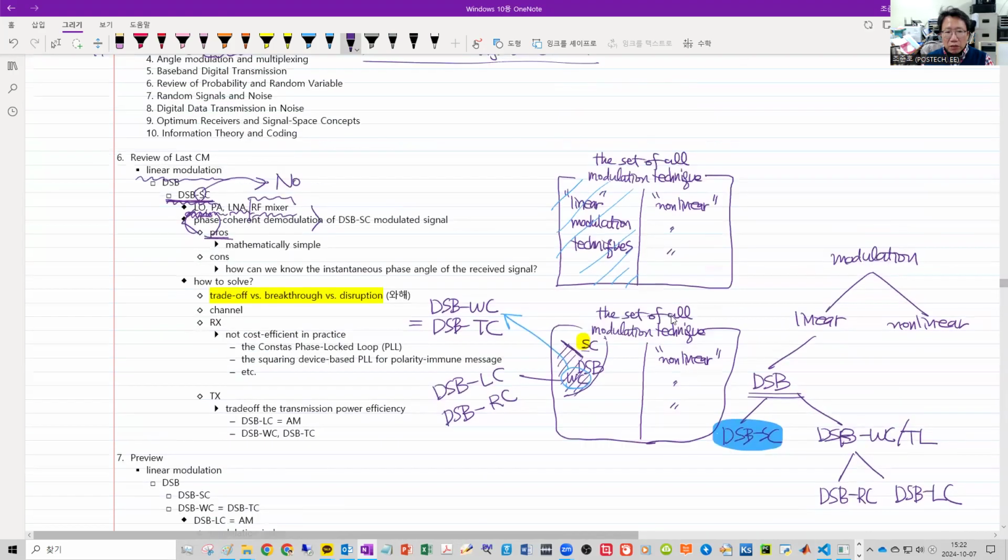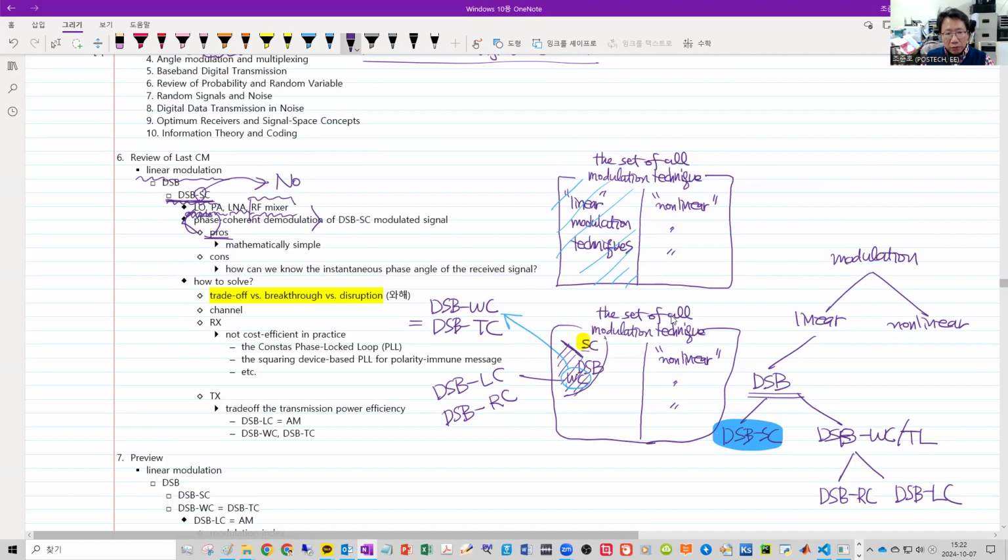Why? Because as long as you can find out the phase angle of the received signal, you regenerate the same demodulation carrier and multiply it by the received signal. From the trigonometric identity, cosine squared theta equals (1 plus cosine 2 theta) divided by 2. Then by low pass filtering after you multiply by the demodulation carrier, you have the message signal. So ideally, the receiver could be very, very simple.